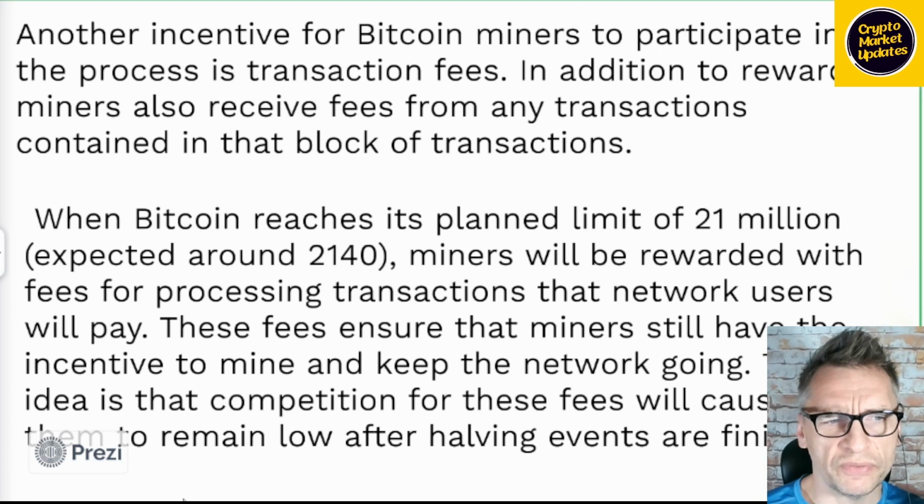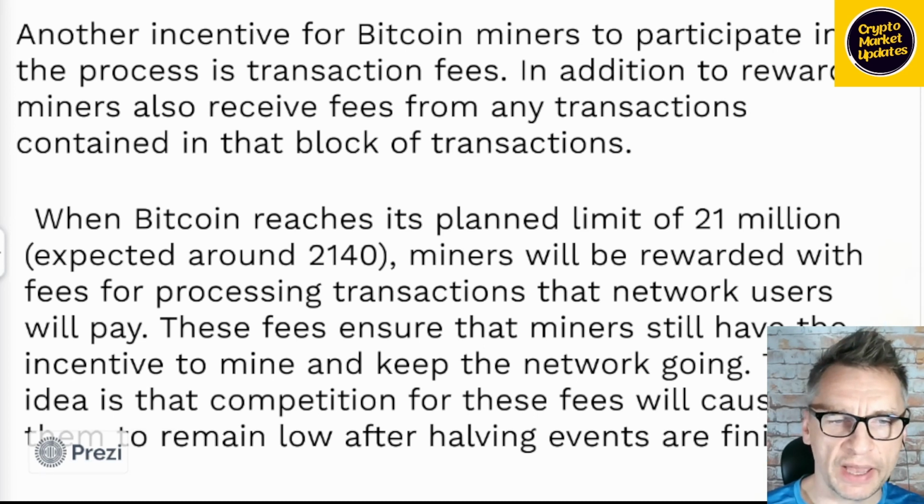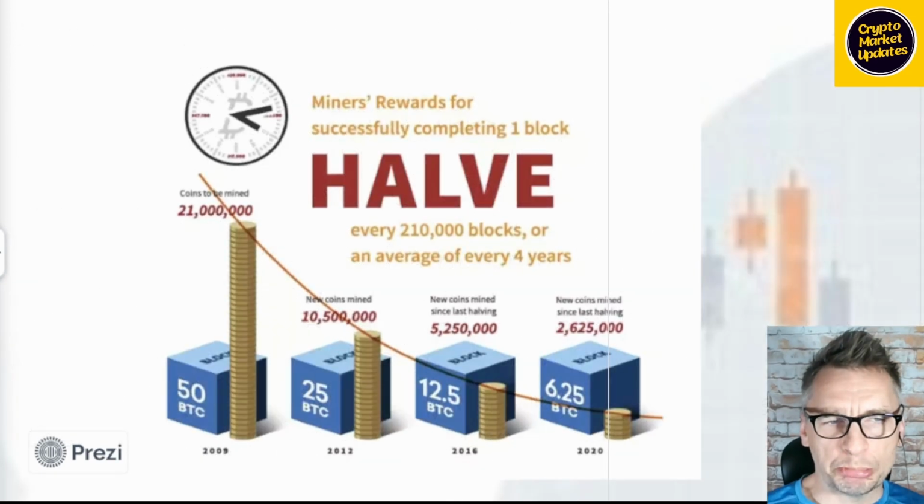Miners will be rewarded with fees for processing transactions that network users will pay. So by that time, mining will be done, and I guess people will be paid like on the Ethereum network with fees for transactions, for sending, buying and selling Bitcoin, or purchasing goods with Bitcoin. These fees ensure that miners still have the incentive to mine and keep the network going, or they wouldn't be mining anymore. The idea is that competition for these fees will cause them to remain low after halving events are finished. Here's a picture of the mining schedule, I guess.